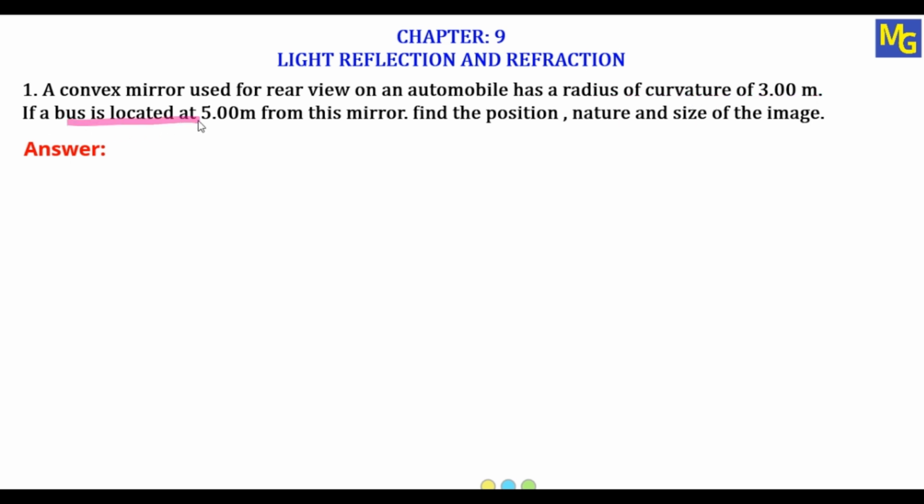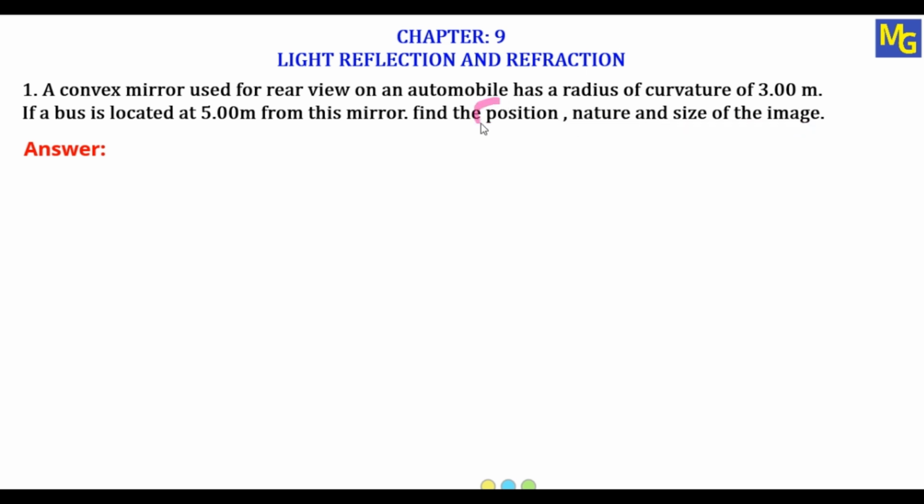If a bus is located at 5 meter from this mirror, so our mirror is convex mirror and the bus is our object, which is located at 5 meter from this mirror. This 5 meter is the distance of the bus, which is nothing but the object distance. So we have object distance and radius of curvature. Find the position, nature and size of the image. So by using these two values, we have to find out the position, nature and size of the image.